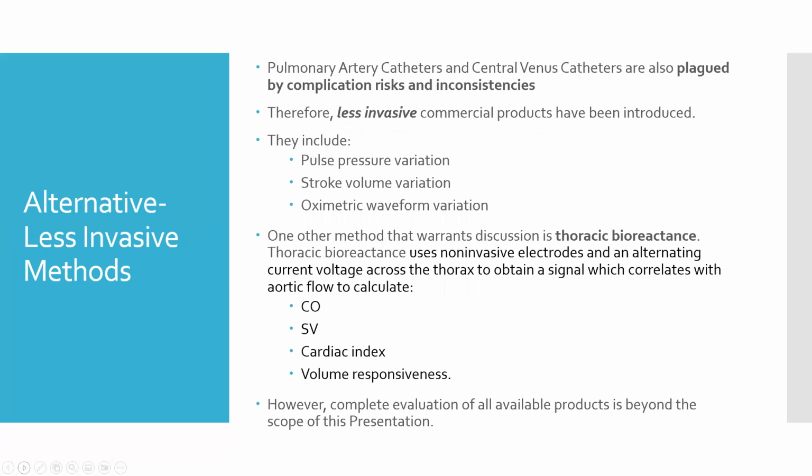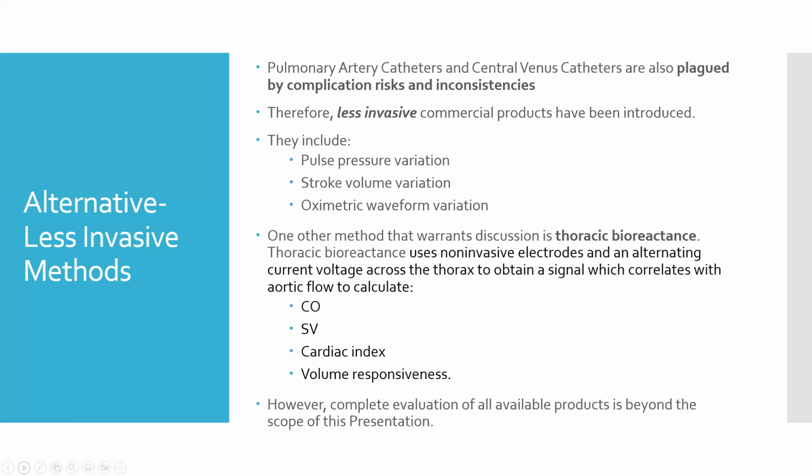Let's look at alternative methods. I'm not going to dive down this rabbit hole, but just be aware, almost more clinically than for the MBRC. Pulmonary artery catheters and central venous catheters are also plagued with complications, risks, inconsistencies, and they're expensive. The main thing is source of infection. It's going through the heart, so you can see it's going through the valves and stuff. So therefore less expensive commercial products have been introduced. They include pulse pressure variation, stroke volume variation, and oximetric waveform variation.